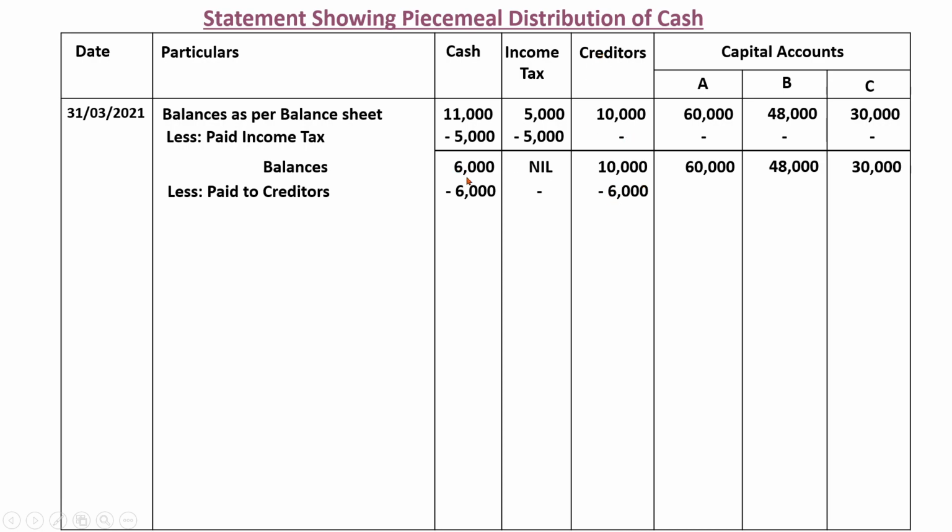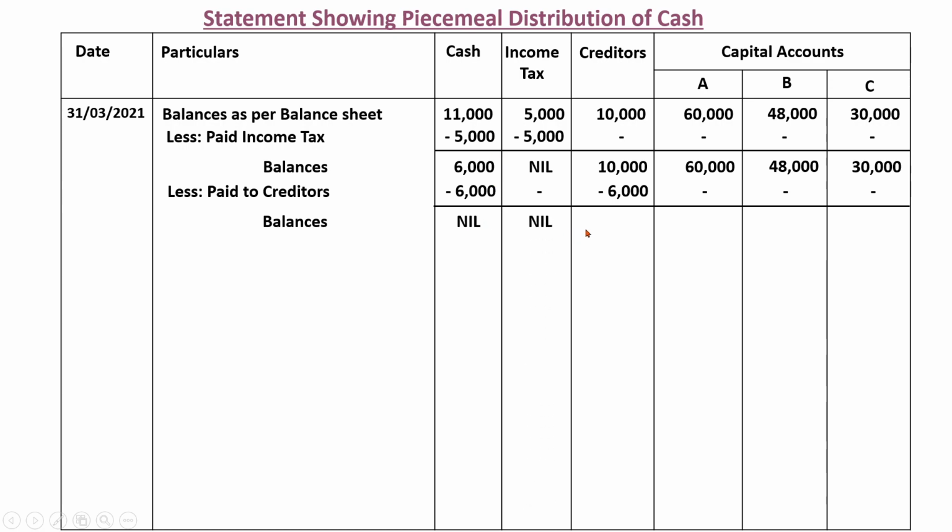Okay, so available 6,000 we are going to pay creditors, so that's why we need to subtract 6,000 from the cash column, and at the same time we need to subtract 6,000 from the creditors column. Okay, we are not going to make any payment to the partners here. So here nil amount is there. After payment of 6,000 rupees to the creditors, now we have no cash. So here cash balance is nil now.